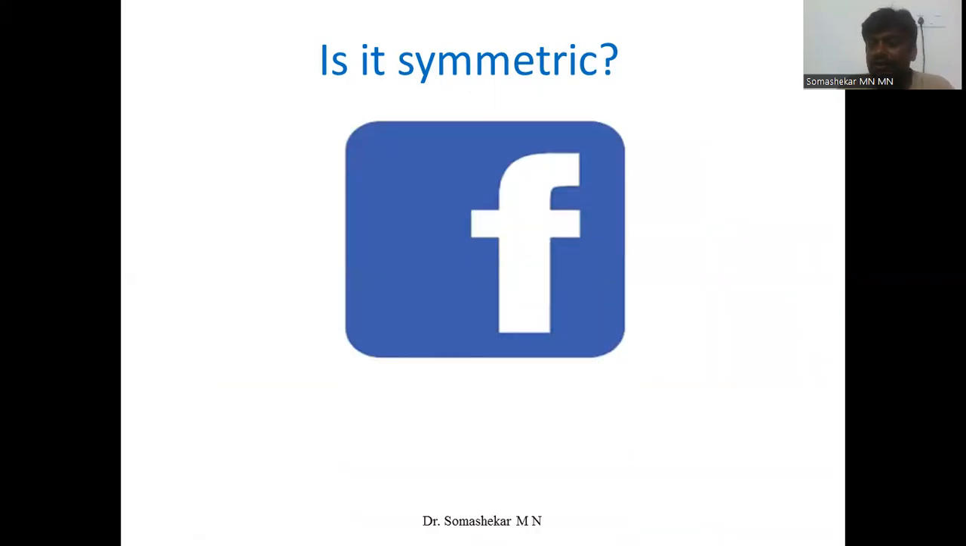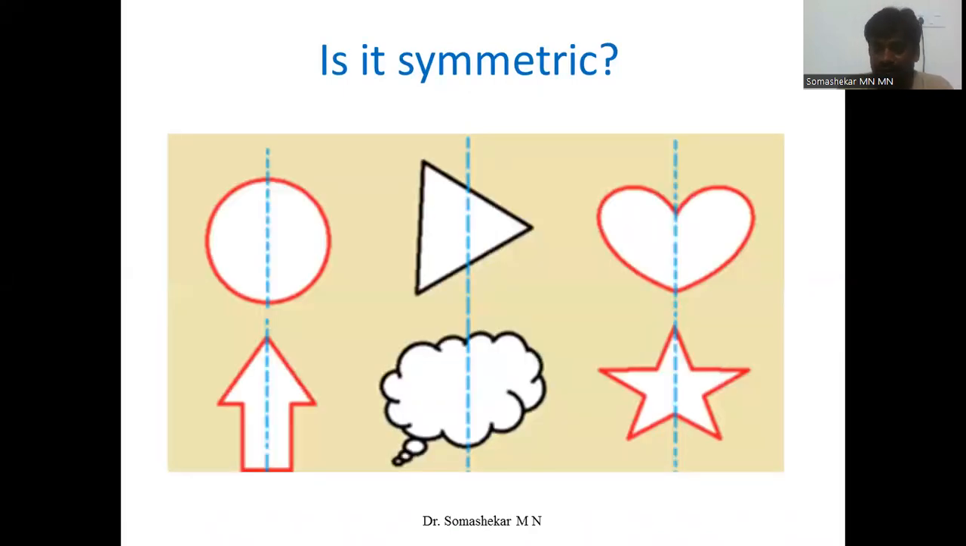And try to take a logo. This is the famous Facebook logo. Here, if you cut this object into two pieces or three pieces or four pieces, you won't find any symmetric nature. That's why it is not symmetric. And I have taken some other objects like symbols.